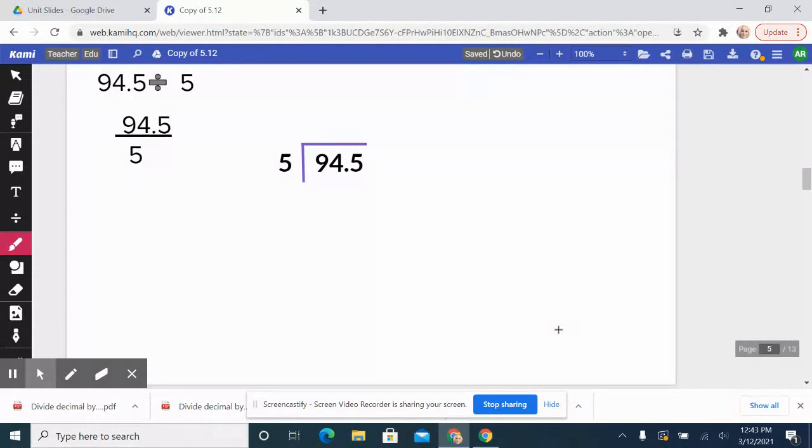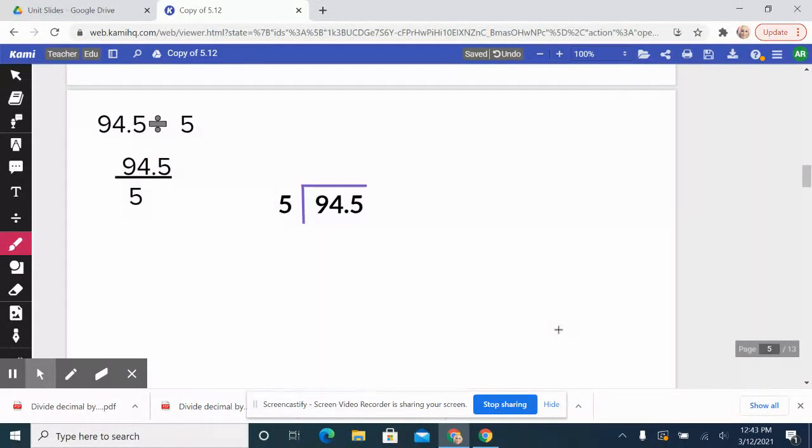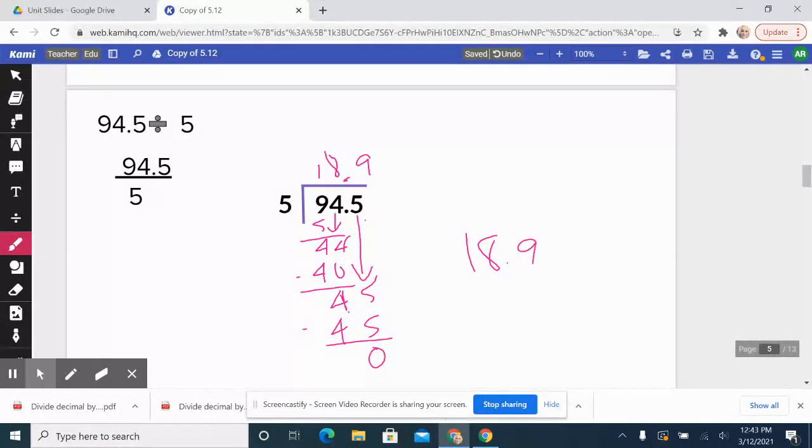Again, you're just watching, just watch the process. So again, I said, bring up your decimal. You have 5 goes into 9 1 time. 5, you bring down your 4. 5 goes into 44 8 times. Sorry, that should be an 8. 8 times 5 is 40, and I get 4. I bring down my 5, right? 5 goes into 45 9 times. 5 times 9 is 45, and I get a 0. So your answer at that point would be 18.9.